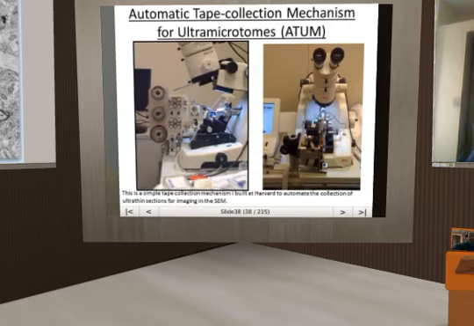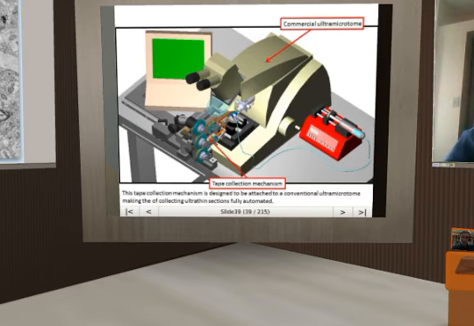So first, the tape-to-SEM technique. This is a simple tape collection mechanism that I built at Harvard University to automate the collection of ultra-thin sections for imaging in the scanning electron microscope. This tape collection mechanism is designed to be attached to a conventional ultramicrotome, making the collection of ultra-thin sections automated.